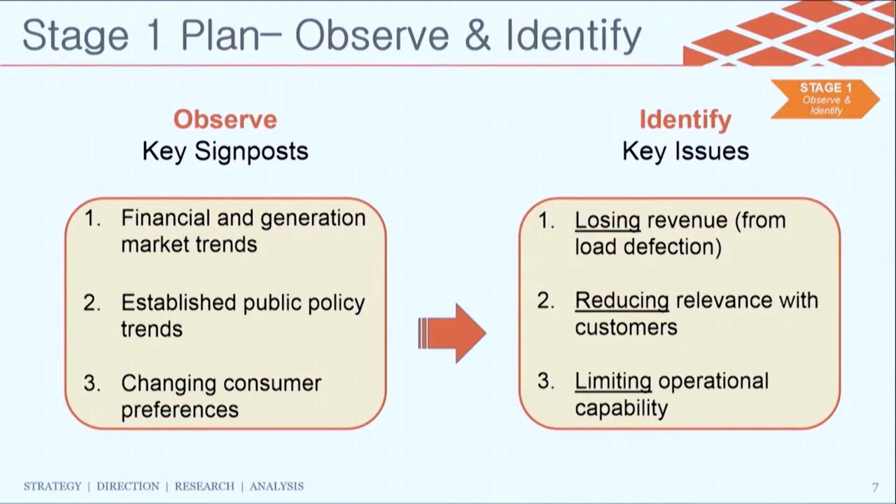But it gets down to, what are the key issues? They're about loss. There are three losses here. Loss of revenue, which was talked about earlier, from load defection, reducing relevance with the customer, and then lastly, limiting operational capability. I'll get into a little more about what that means. So you start to say, okay, there's really credible evidence here, and there are some real issues I need to tackle from the utility perspective.